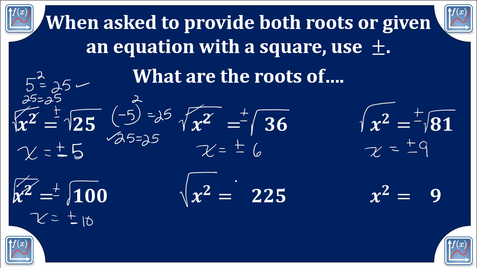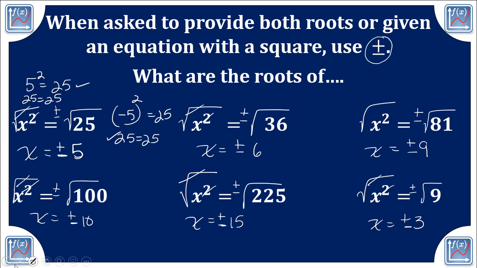What can x be to make this equation true? X could be positive 15 or negative 15. And then when I solve this equation, x could be positive 3 or negative 3. So just remember, every perfect square has two roots, the positive and negative root.